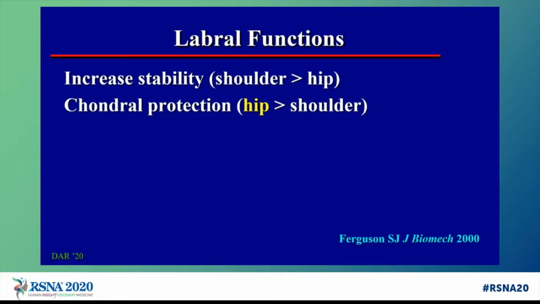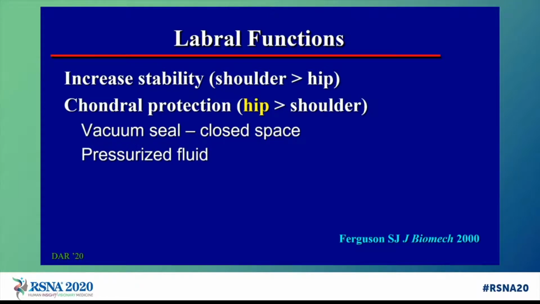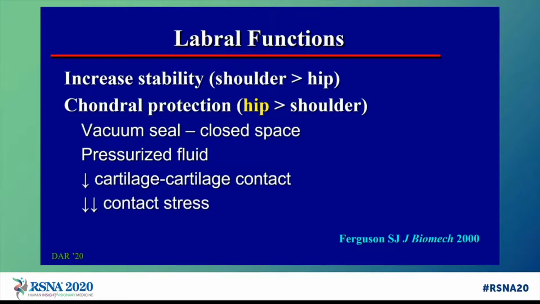The second major function is chondral protection, and this is more important in the hip compared to the shoulder. The labrum produces a vacuum seal and a closed space between the articular surfaces where a small amount of pressurized fluid can exist, and this decreases the contact of the two articular cartilages against each other and greatly decreases the contact stress.